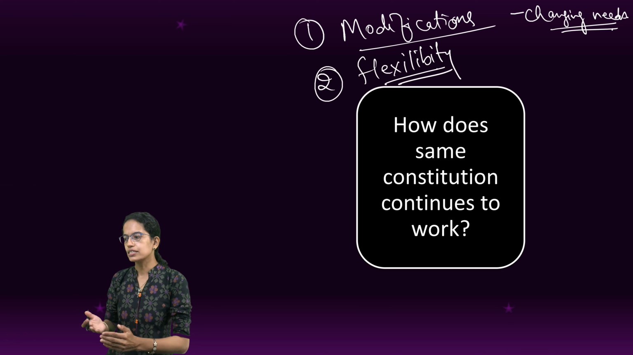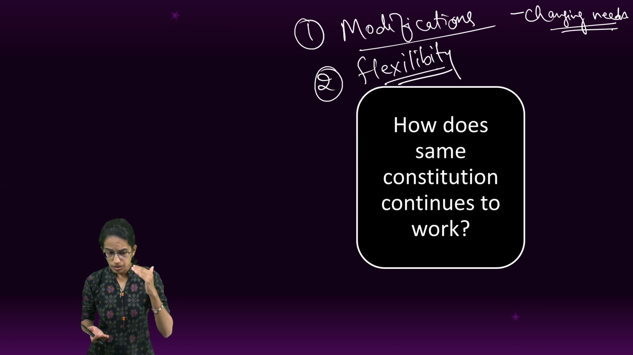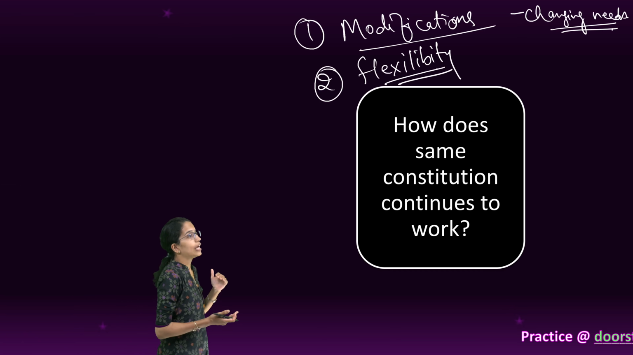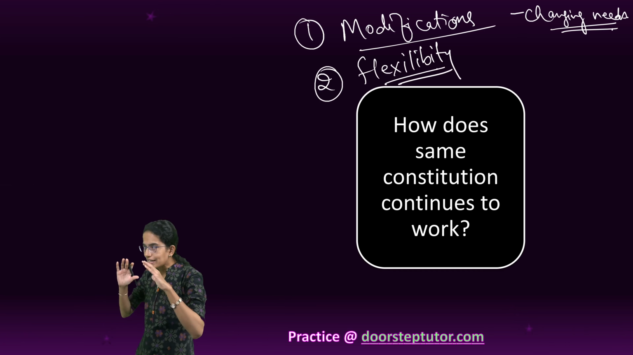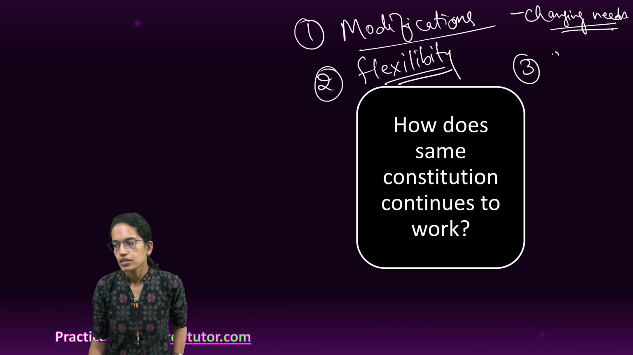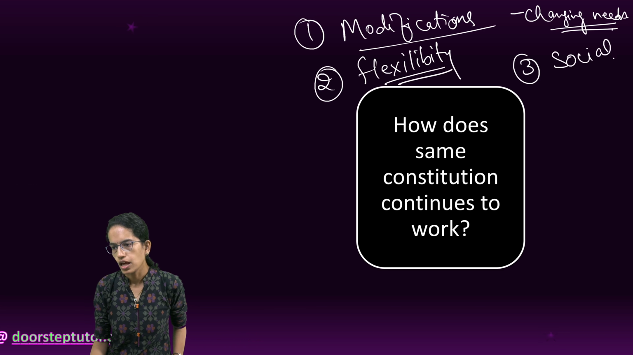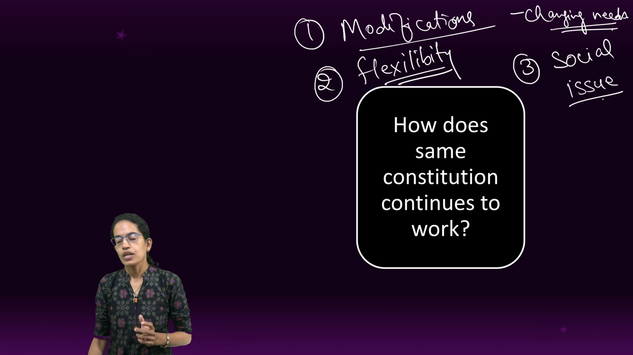The next is, how do we tackle the problems of the society? The provisions of the constitution help us to take into account how we actually handle the social situations. So how do we handle the social aspects or the social issues in the society?